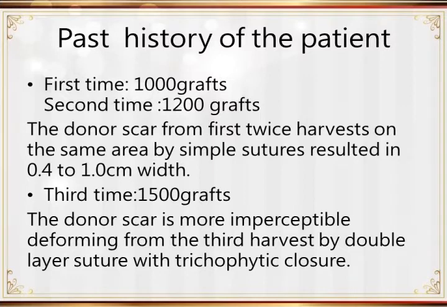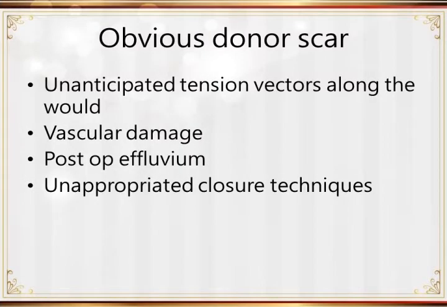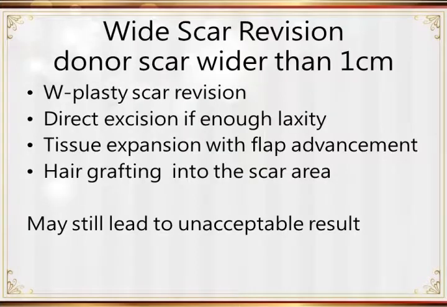Past history of the patient. The donor scar from first twice harvest on the same area by simple suture resulted in 0.4 to 1 cm width. The donor scar is more imperceptible deforming from the third harvest by double layer suture with trichophytic closure. Obvious donor scar: unanticipated tension vectors along the wound, vascular damage, post-op effluvium, unappropriated closure techniques.